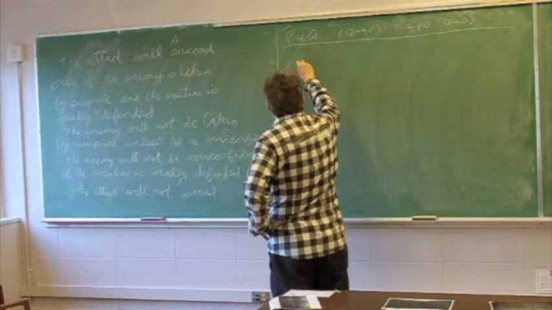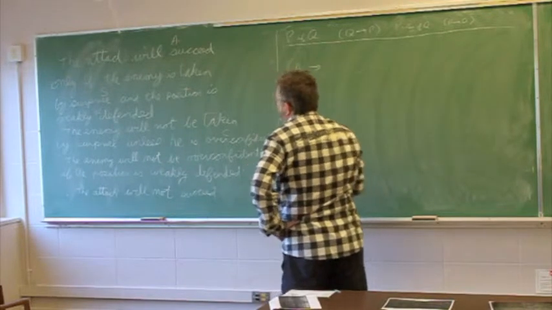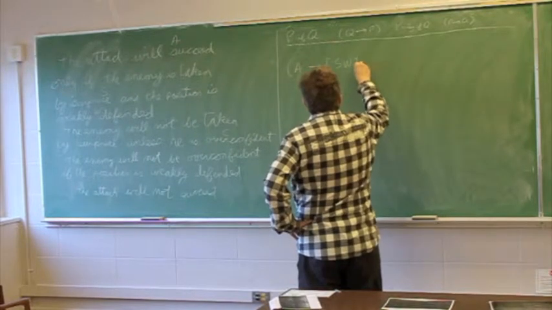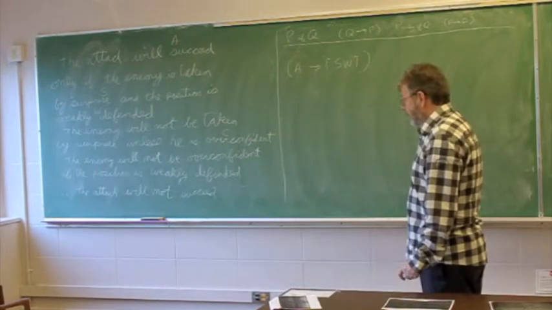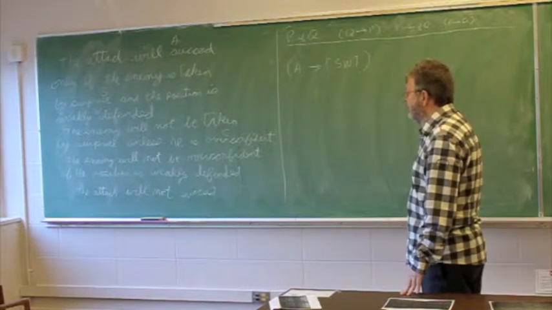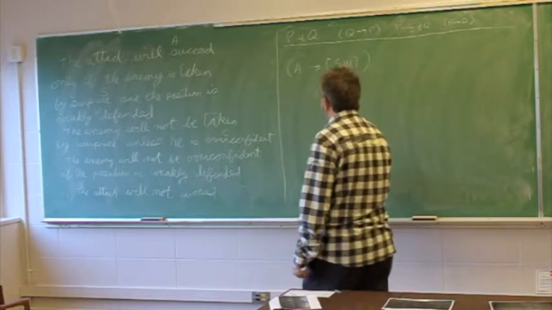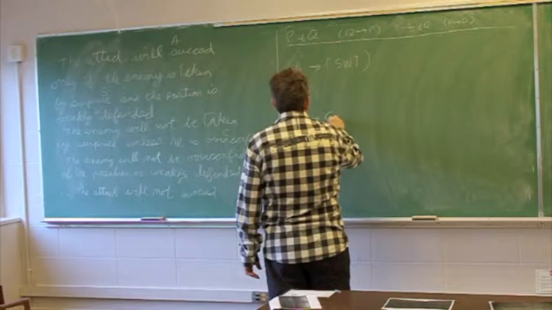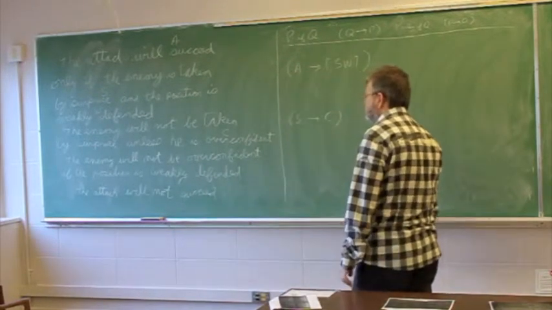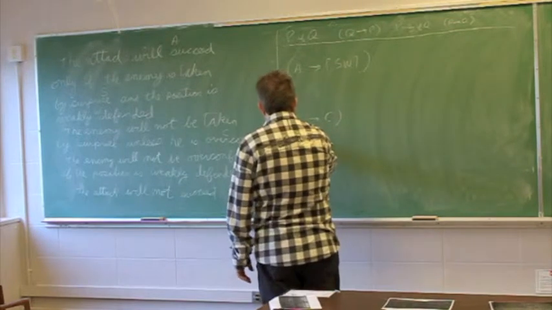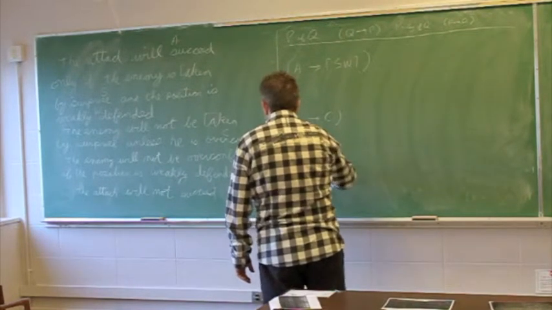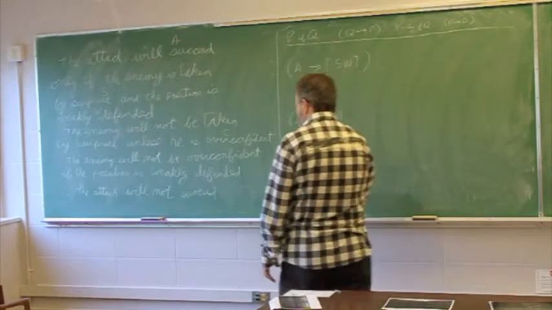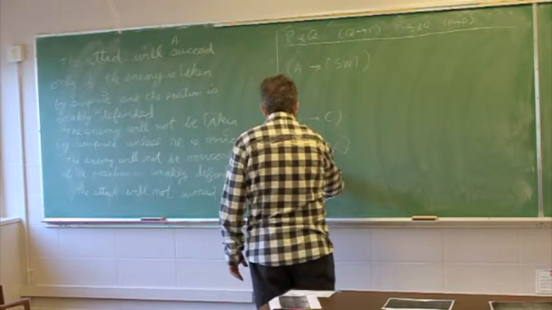Translating this becomes A implies the conjunction of S and W. If the enemy is taken by surprise, then he is overconfident. If the position is weakly defended, then the enemy will not be overconfident. And the conclusion is: therefore, the attack will not succeed.